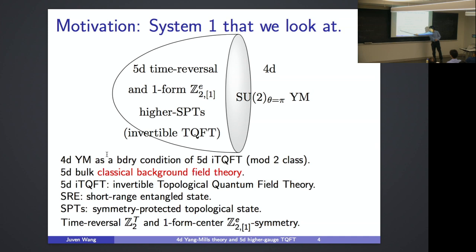For mathematicians like Dan Freed, he would like to say this will be an invertible TQFT. And for quantum information theorists, you should say this is a short-range entangled state we would like to look for. And for some condensed matter people, they like to say SPT states. Well, in any case, they have these two symmetries, time reversal and one-form center. So this is the picture.